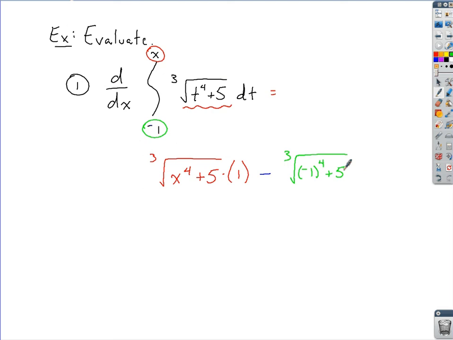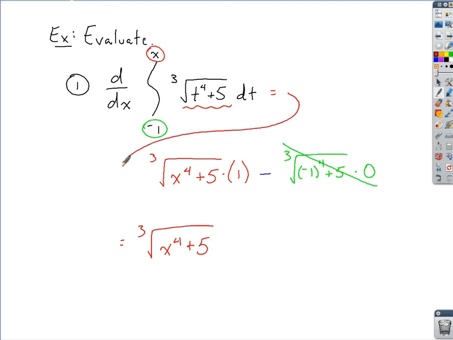But now you're going to tack on the derivative of that value you plugged in, right? So tack on the derivative of this -1. What is it? It's 0. So really this second piece, because I'm tacking on a 0, goes away. And all I'm left with is the cube root of x to the fourth plus 5. So I started with the original problem there, gave me this part here, which simplified equals this.